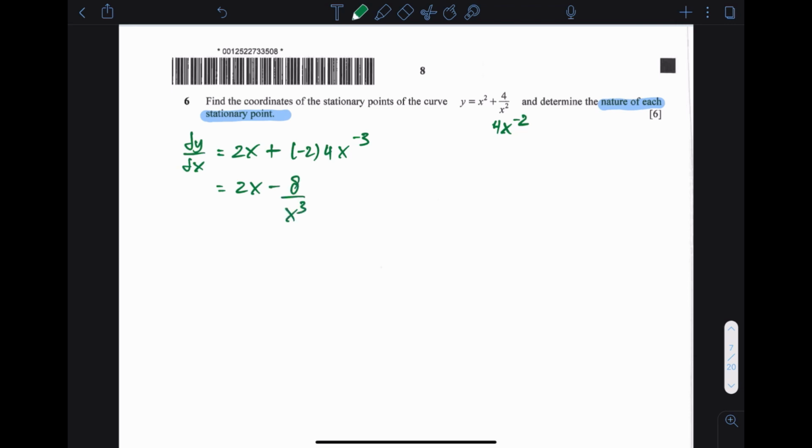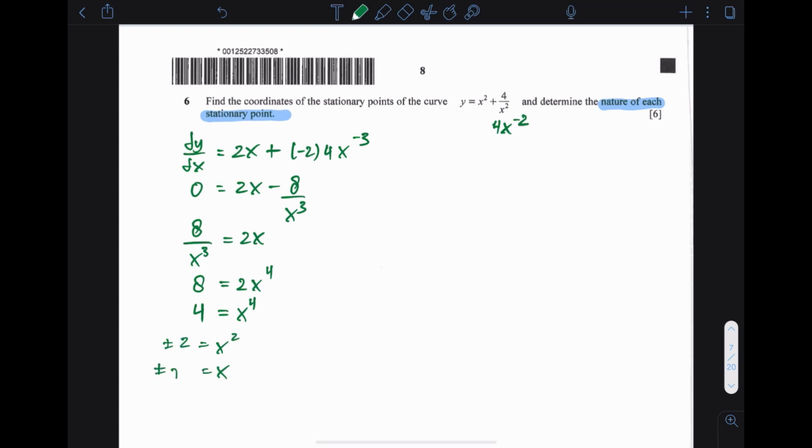To get the stationary points, I need to let this be 0. Quite classic. I'll just separate them on each side, cross multiply them, and then divide by 2. Take the root of 4. If you want to do it step by step, you get x squared equals plus or minus 2, and then you get x to be plus or minus square root of 2. There are two answers, root 2 and negative root 2.